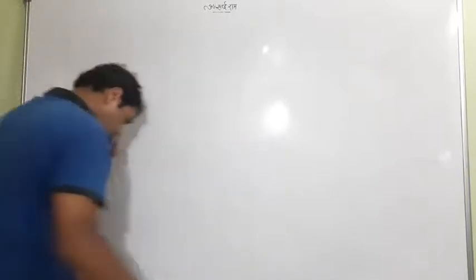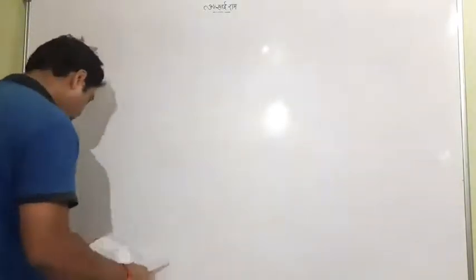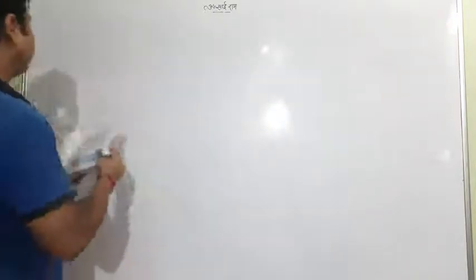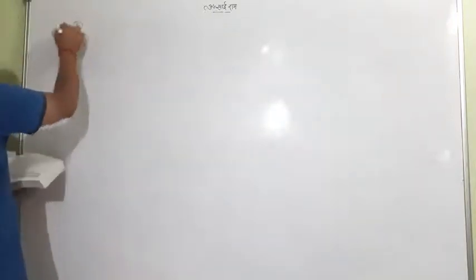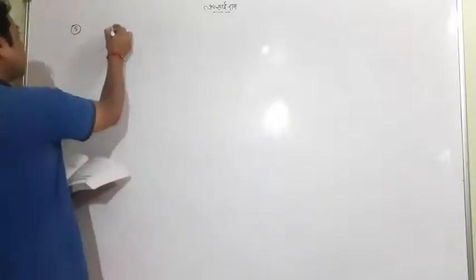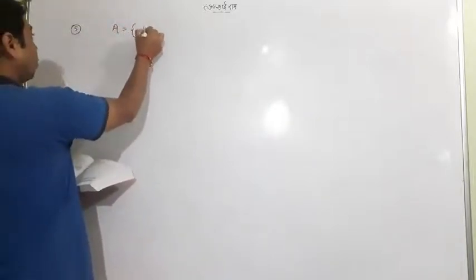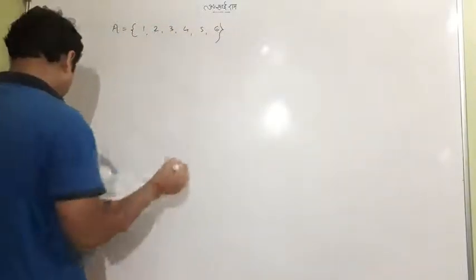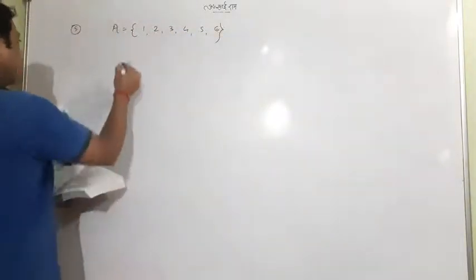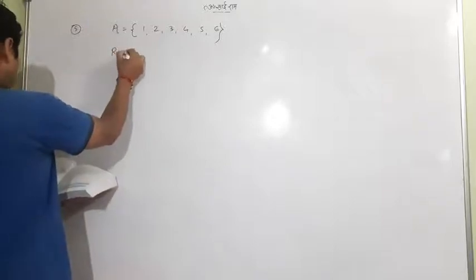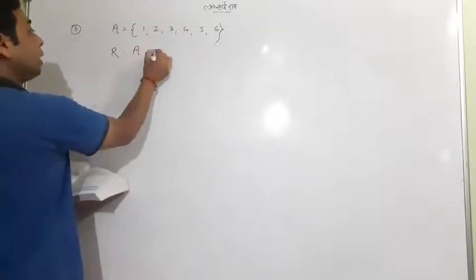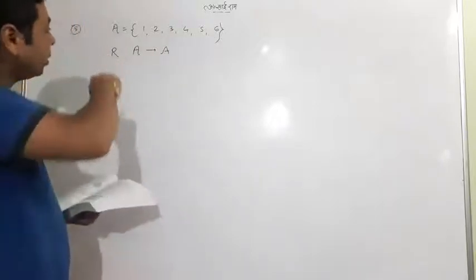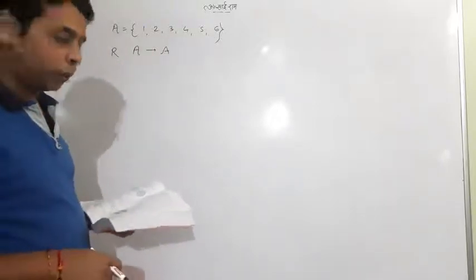Question is, question number 5. Question says, let A is equal to 1, 2, 3, 4, 5 and 6, and the relation is defined on A, meaning A to A. Remember the language: the relation is defined on A, meaning A to A.